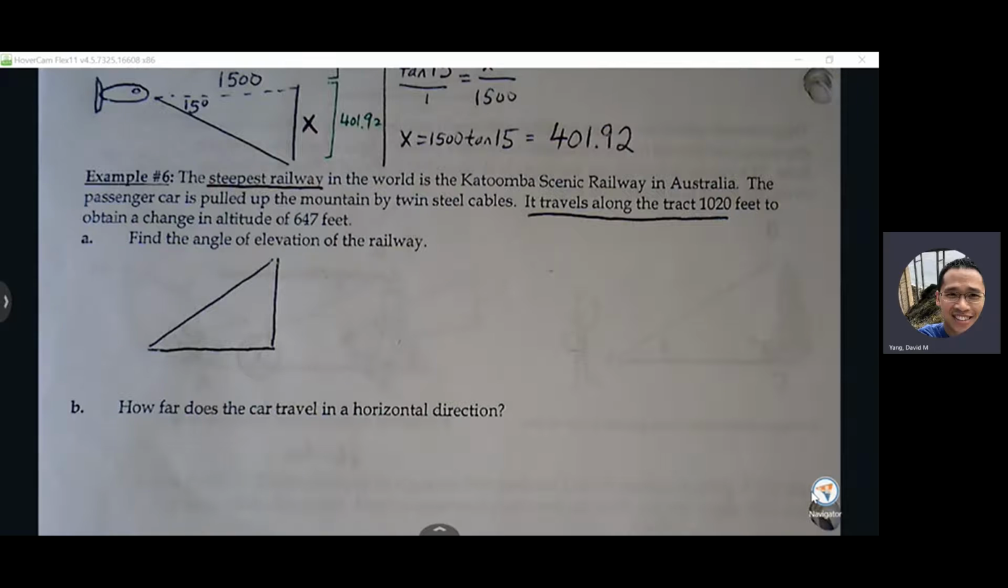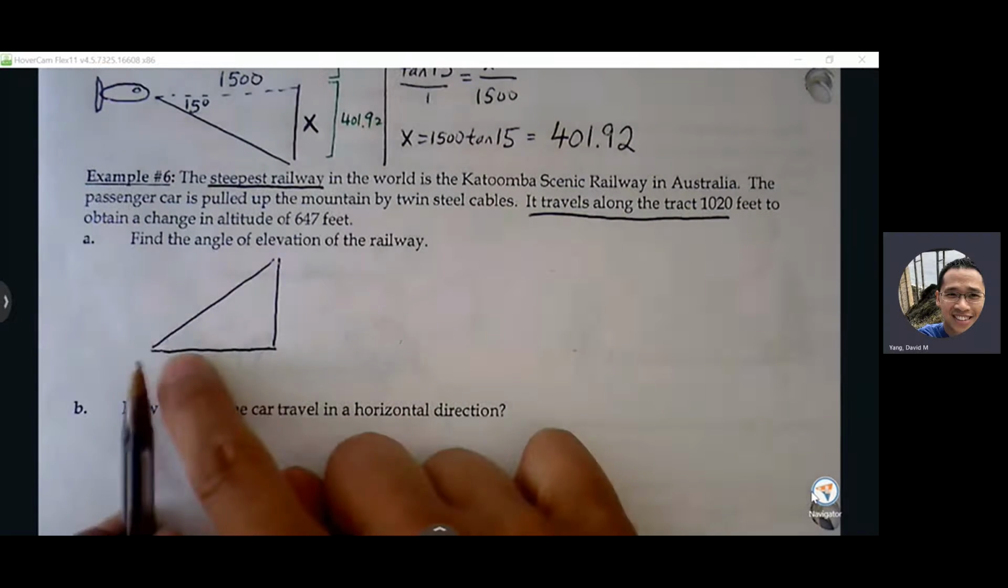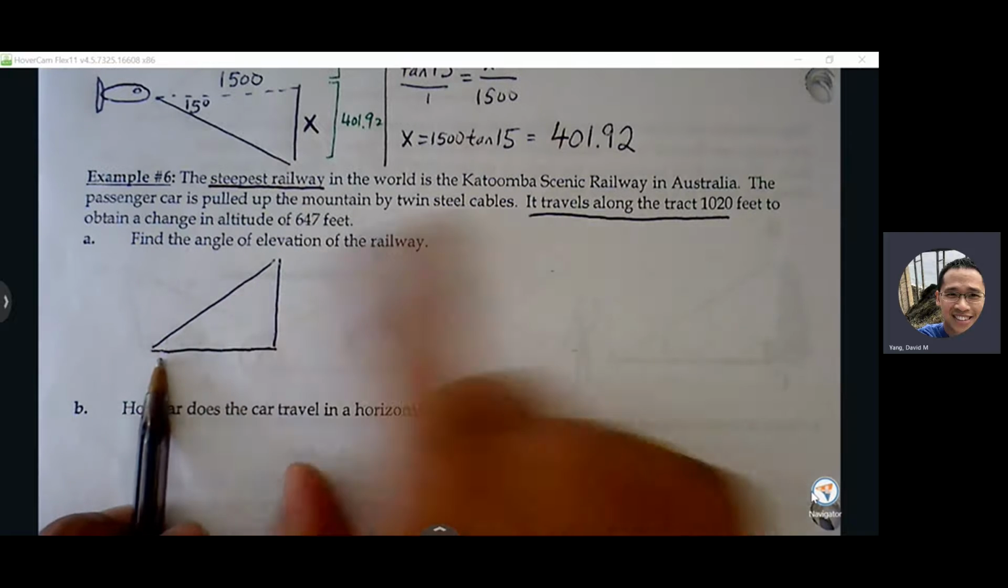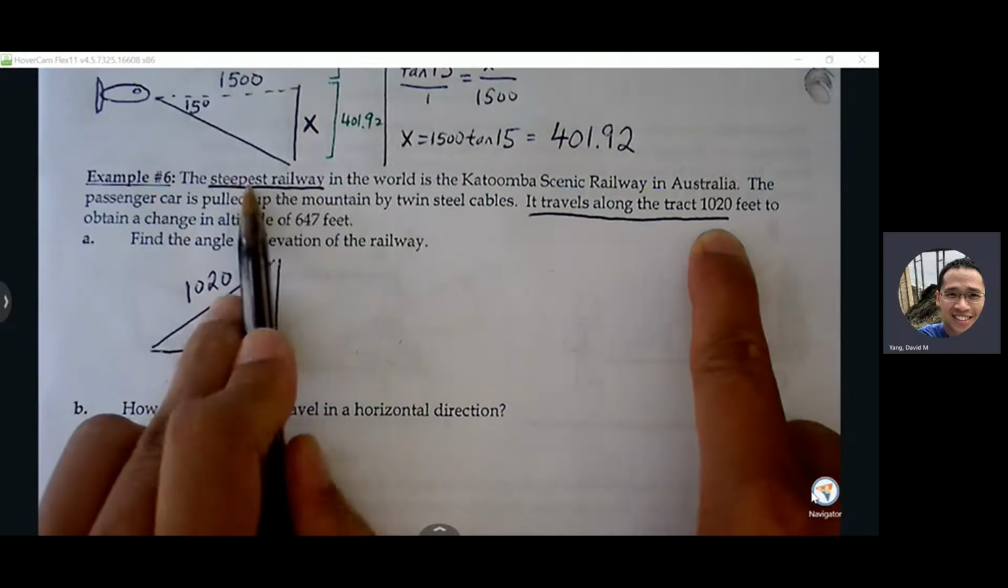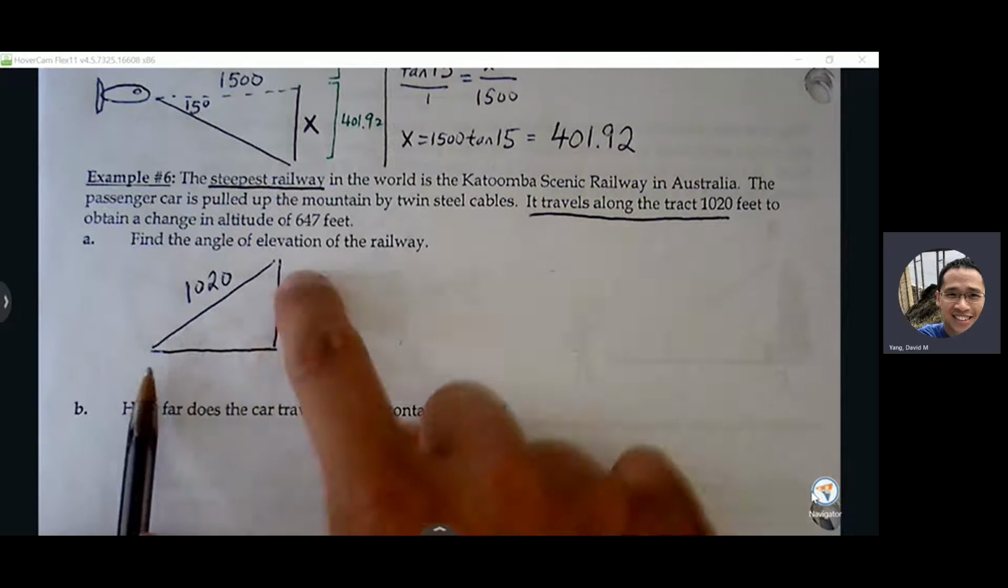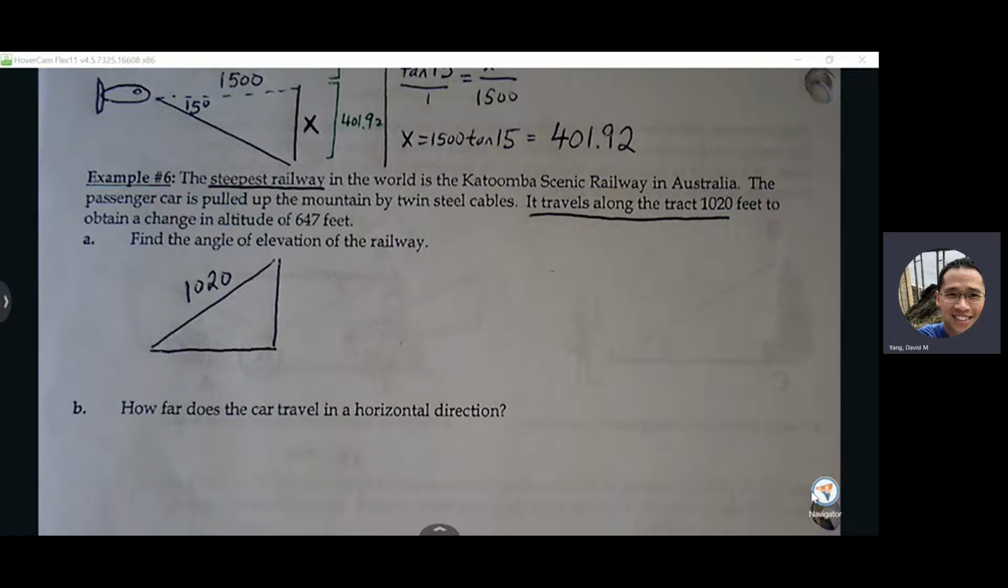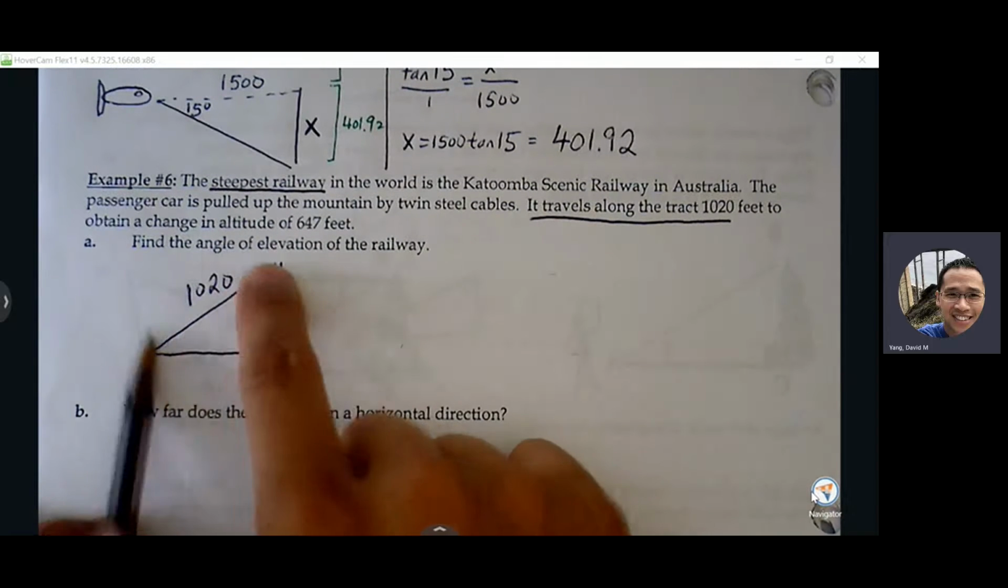So, steepest railway. When I think of the word steep, I know that it's slanted, right? So we know that this railway is moving up, and that the railway is built along the hypotenuse of this triangle. So that's where the 1,020 goes. Imagine that this railway is moving up the mountain, so that's why it's part of the hypotenuse.